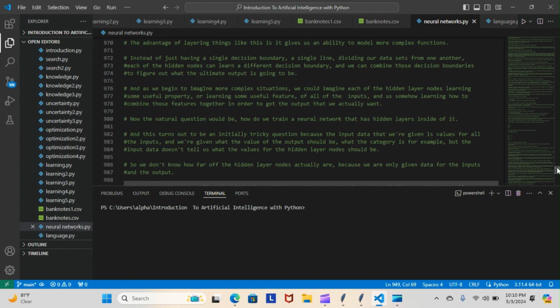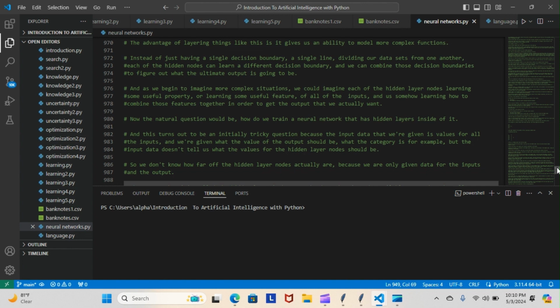The advantage of layering things like this is it gives us an ability to model more complex functions. Instead of just having a single decision boundary, a single line, dividing our data sets from one another, each of the hidden nodes can learn a different decision boundary, and we can combine those decision boundaries to figure out what the ultimate output is going to be. And as we begin to imagine more complex situations, we could imagine each of the hidden layer nodes learning some useful property or learning some useful feature of all of the inputs, and us somehow learning how to combine those features together in order to get the output that we actually want.